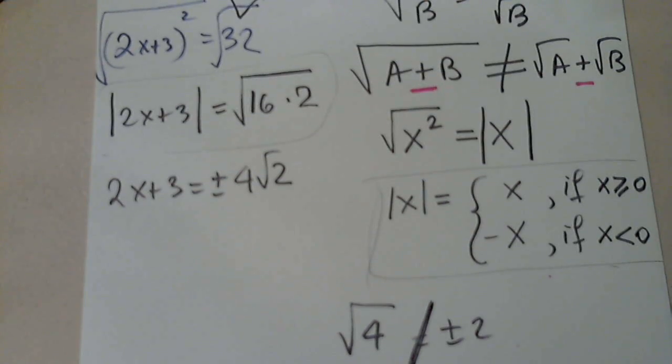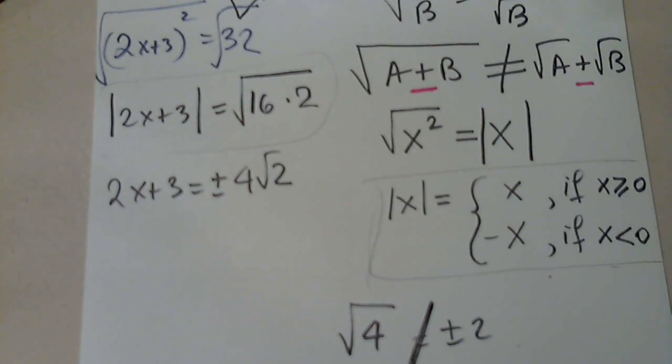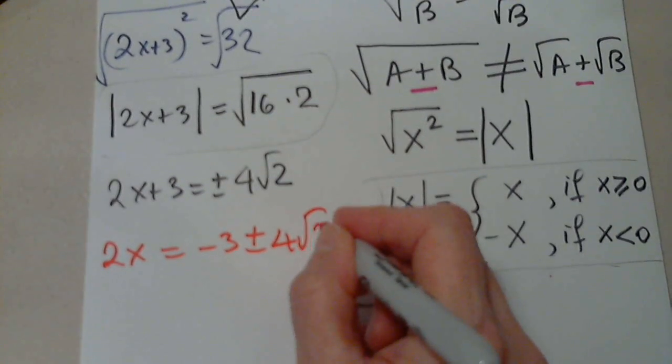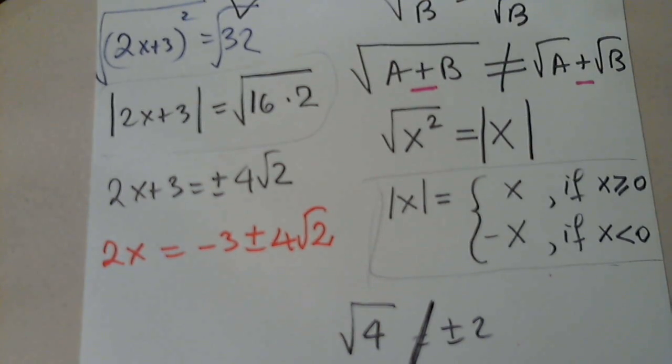Okay, perfect. Now what do I do to solve for x? What is the next step? Anyone, please help. Subtract 3. Exactly. 2x equals negative 3 plus or minus 4 the square root of 2. Final step. Thank you. Was it Kevin? Yes. Thank you, Kevin. Okay, next step. Final step. Anyone, please? Divide by 2. Of course.